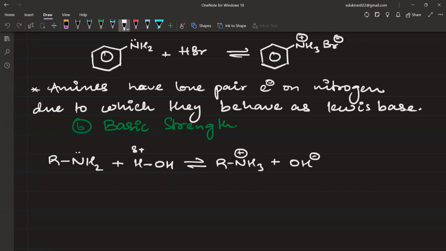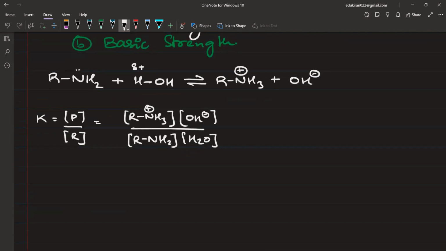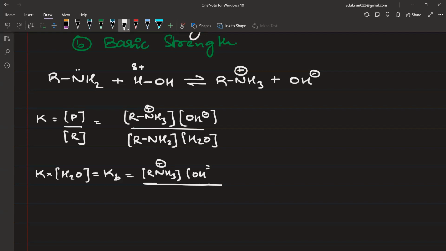Now the same things. The equilibrium constant K will be equal to the concentration of products upon the concentration of reactants. In products we have RNH3 positive and OH negative, divided by RNH2 and H2O. Since water is a pure liquid, its concentration is not going to change. We'll multiply K into the concentration of H2O. This is now your Kb. This will be equal to the concentration of RNH3 positive into the concentration of OH negative divided by RNH2.